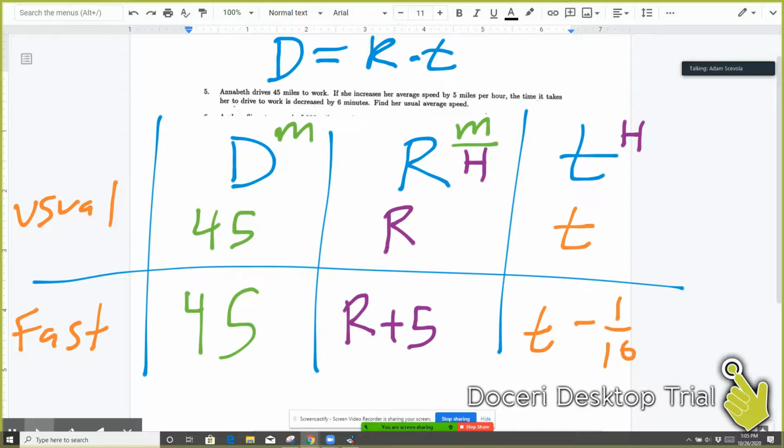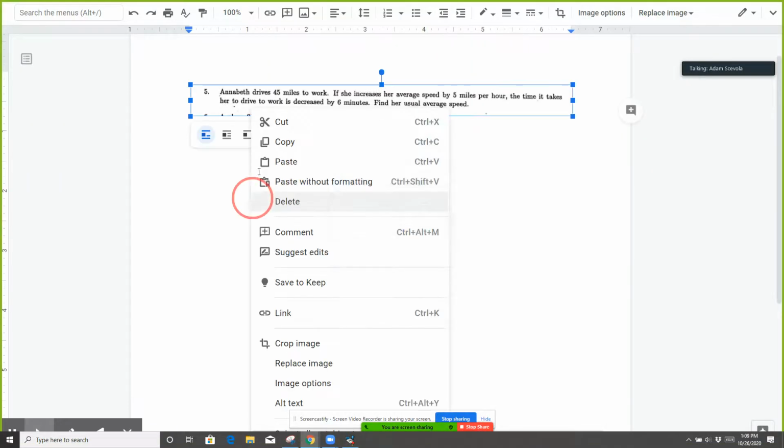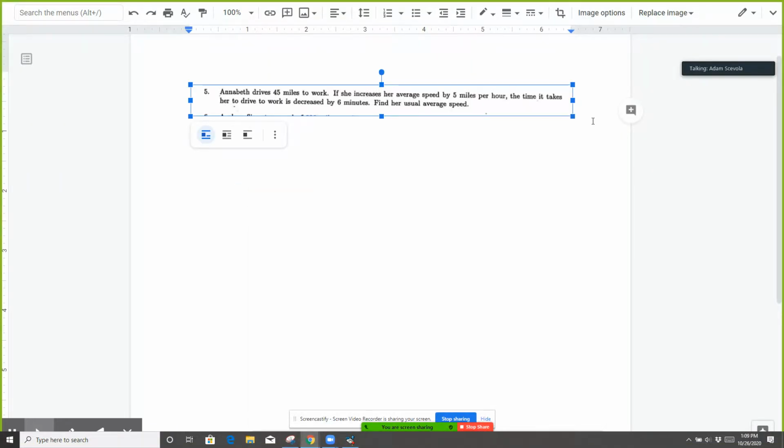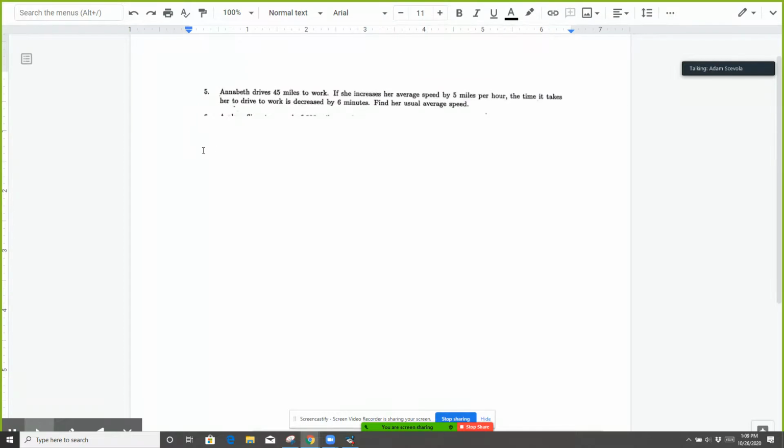Okay, so now we have our equations. We have distance equals rate times time. So 45 equals r times t, and 45 equals r plus 5 times t minus 1/10. Now we're going to type that into our calculator. I'm going to place this right here so I can reference it when I type it in.